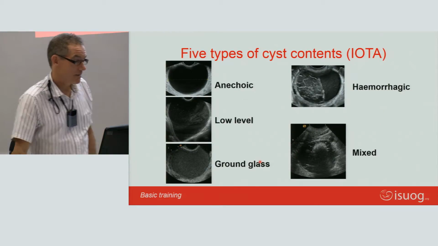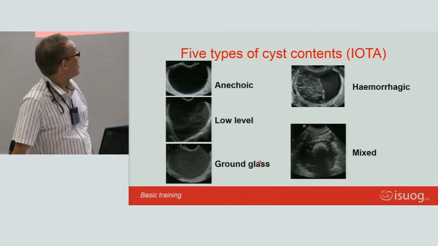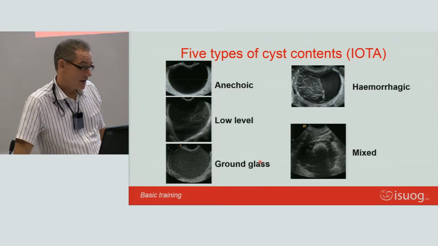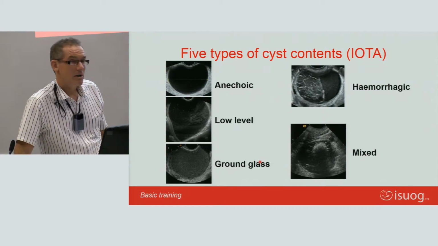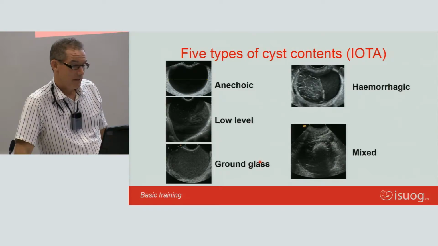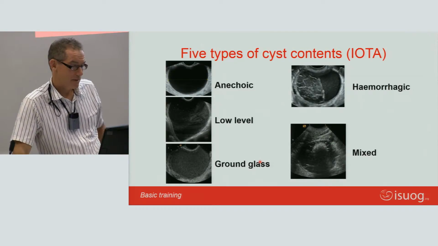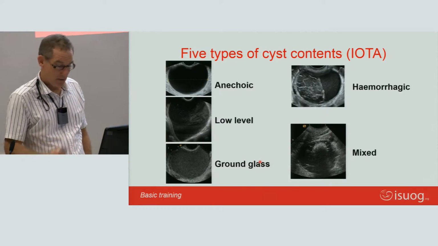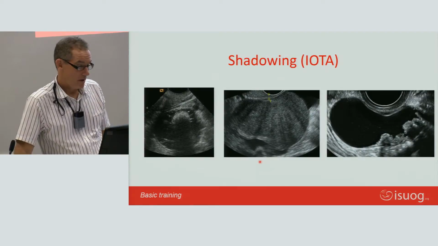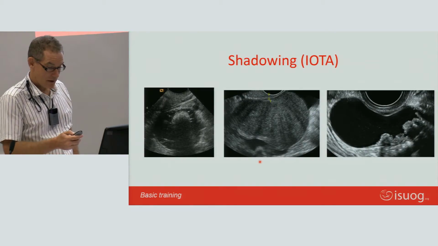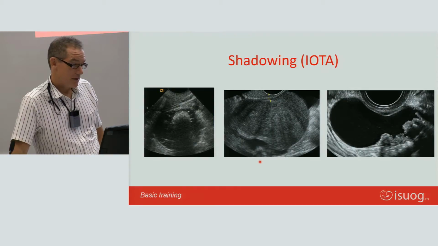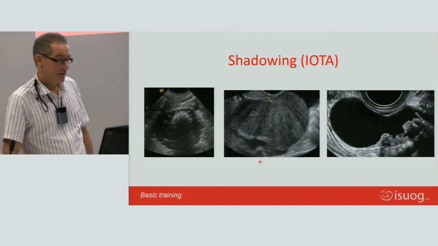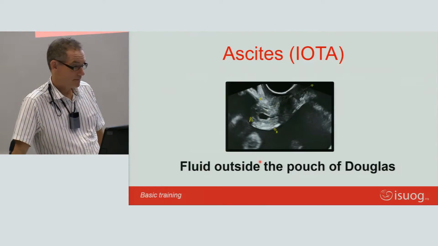They also have ways of describing the cyst content. So anechoic is when you have absolutely no echoes within that cyst. Low-level echoes is when you start seeing some content. Obviously, ground glass, you start thinking about endometriomas. Hemorrhagic gives you that spider web appearance. And then sometimes you see a mixed appearance, which may be a corpus luteum, may not. In terms of shadowing, there are different types of shadowing, and that basically depends on the beam passing through the cyst that you're looking at and the degree of absorption that happens.